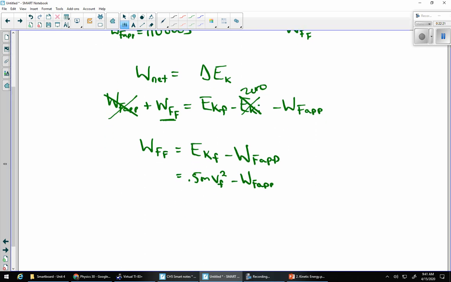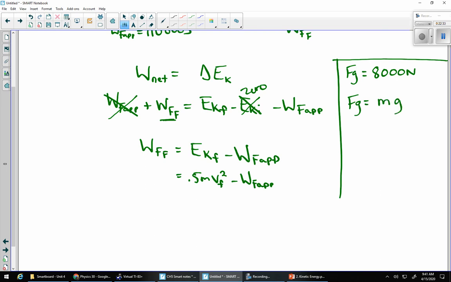So I'm just going to do this off to the side over here. As a little bit of a side note, the force of gravity is equal to 8,000 newtons, and we know that force of gravity is equal to mass times gravity. Ah, there it is. So mass must be equal to Fg over g. So that's going to be 8,000 newtons over 9.81. I'm going to use newtons per kilogram rather than meters per second squared, because look what happens. Beautiful. The only thing we're left with is kilograms.